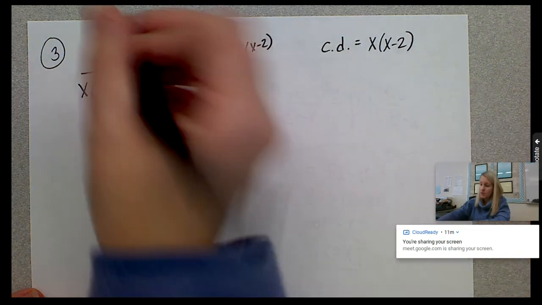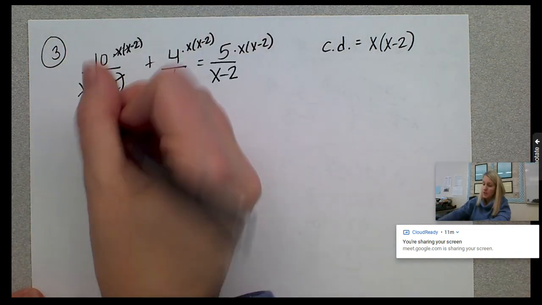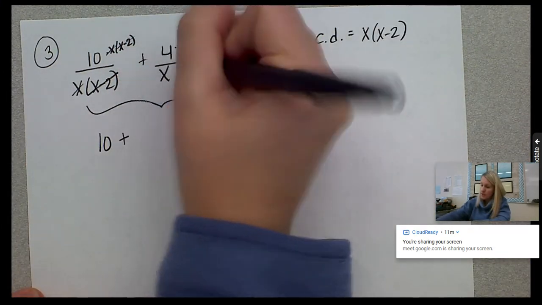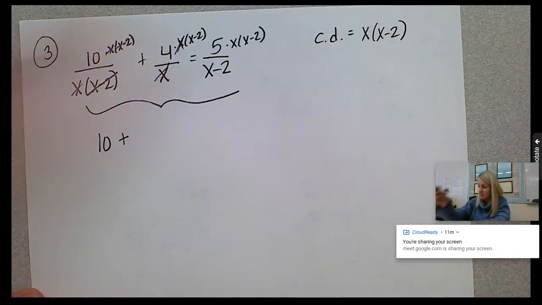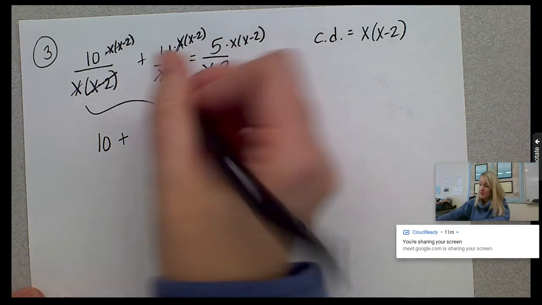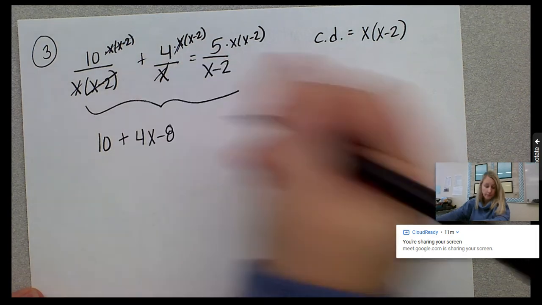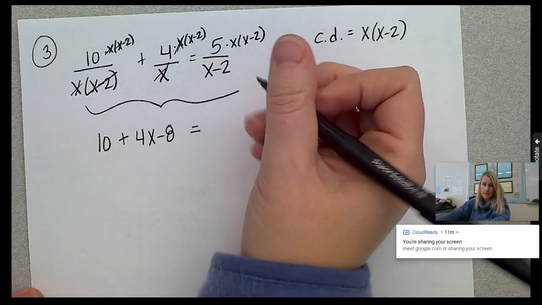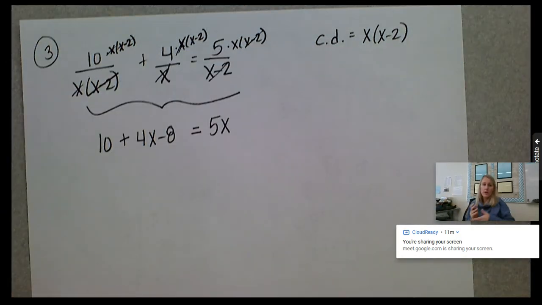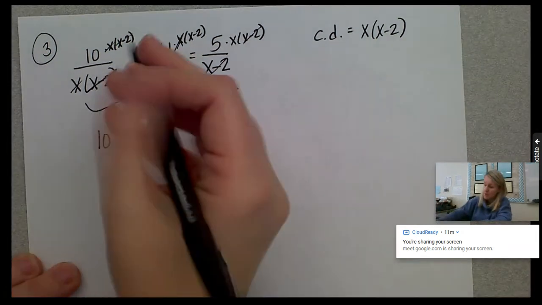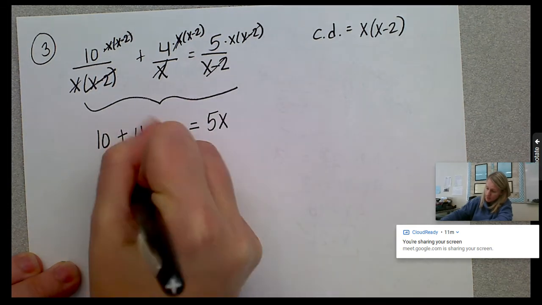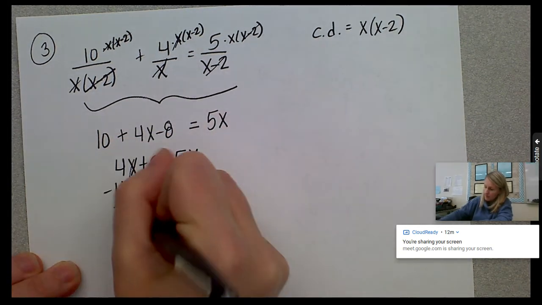And let's see what's going to happen. So the whole denominator will cancel, and I'll just be left with 10, plus, here the x will cancel. I do have that 4, and I can distribute it into that binomial, and that will give me 4x minus 8. And then just don't lose signs, equals. The x minus 2's cancel, and I'll just be left with 5x. Okay, so nothing too crazy. I'm just going through the motions here. 4x plus 2 equals 5x. And if I get my x's on the same side, then x is going to equal 2.